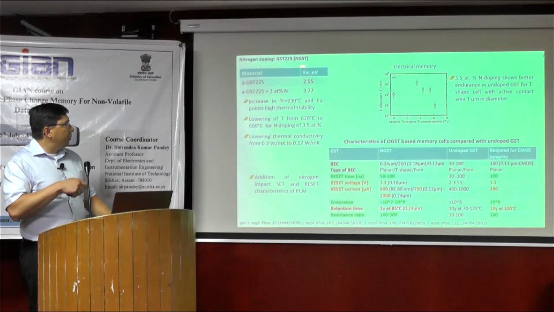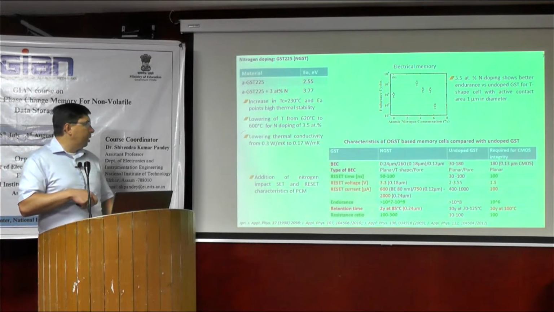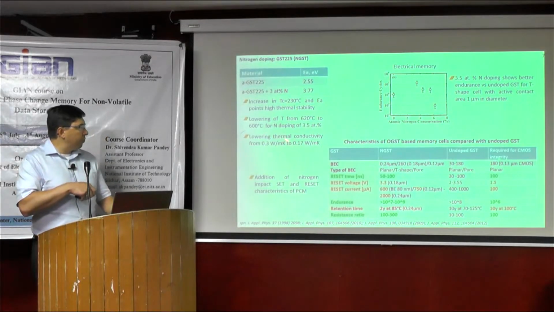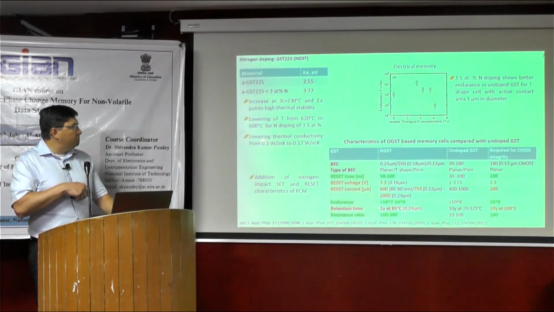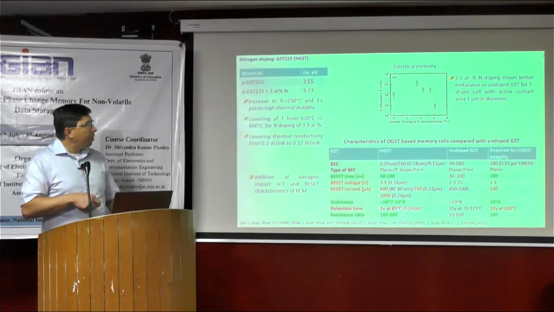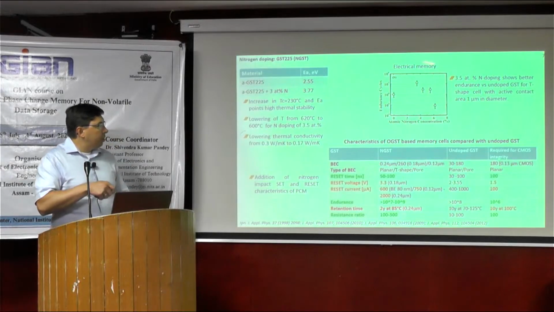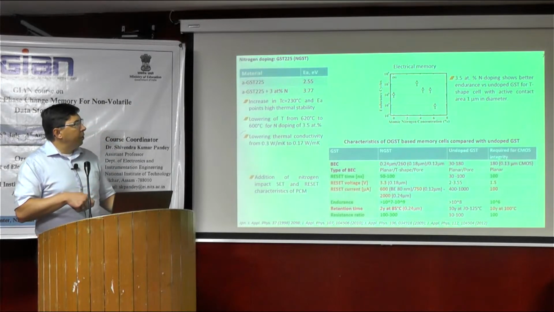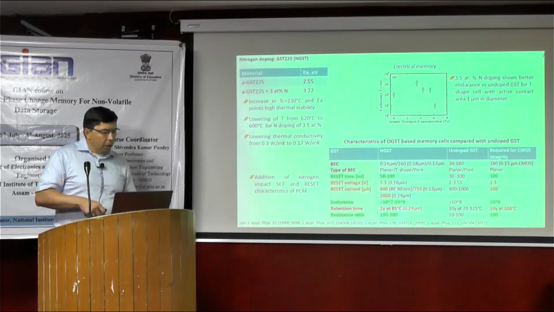It also affects the thermal conductivity. The thermal conductivity of the amorphous phase also decreases from 0.3 to 0.2, which is also good. For electrical memory, we also need high endurance. It also improves at a particular nitrogen concentration, at around 4%, from undoped to doped. This is one order of magnitude of improvement.